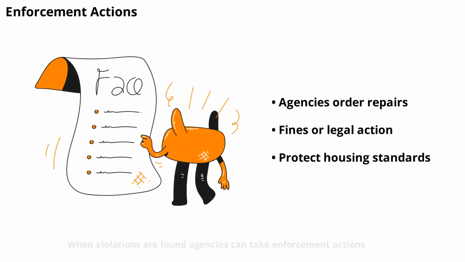When violations are found, agencies can take enforcement actions. This may include ordering repairs, issuing fines, or taking legal action against the responsible party. Enforcement ensures that housing standards are maintained and that residents' rights are protected. Understanding these actions can help you know what to expect after filing a complaint.